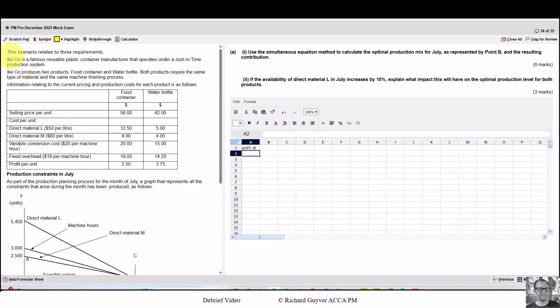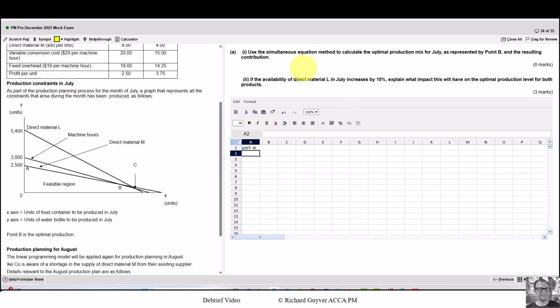So once again, pause the video, read through this, and then I'll scroll down so you can unpause and read the second bit. Okay, so we need to use simultaneous equations for the optimal mix, which is based on this point B, which is where these two lines cross. For a straight line on a graph at the point of intersection, the point they cross, the value of y for each of these two lines must be the same, as is the value of x for each of them.